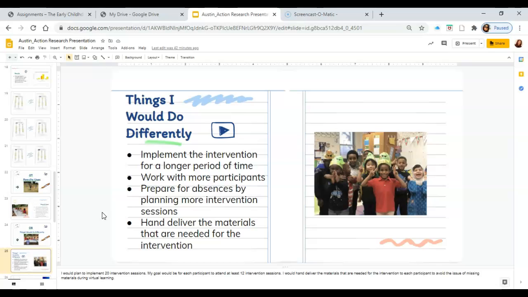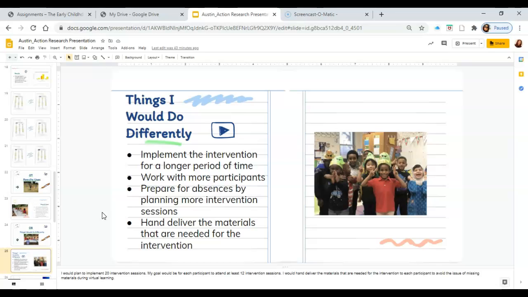I will prepare for absences by planning more intervention sessions. All of my participants were not able to attend each intervention session because they may have had internet connectivity issues or their technology may have been glitching that day. So next time, if I do this study again, I would plan for more intervention sessions, and my goal would be for each participant to attend at least 12 intervention sessions.